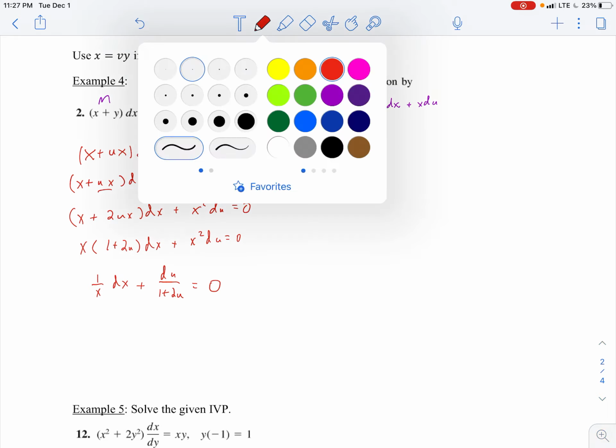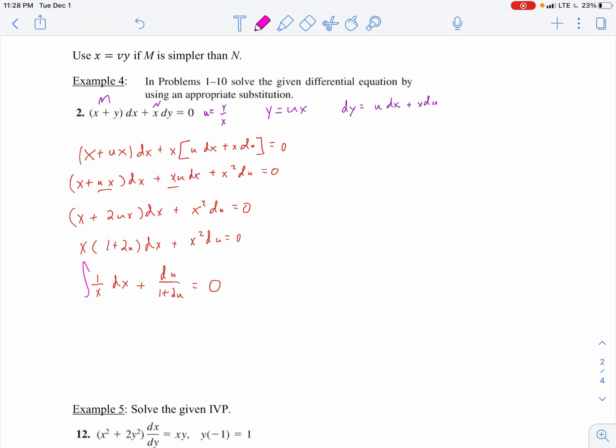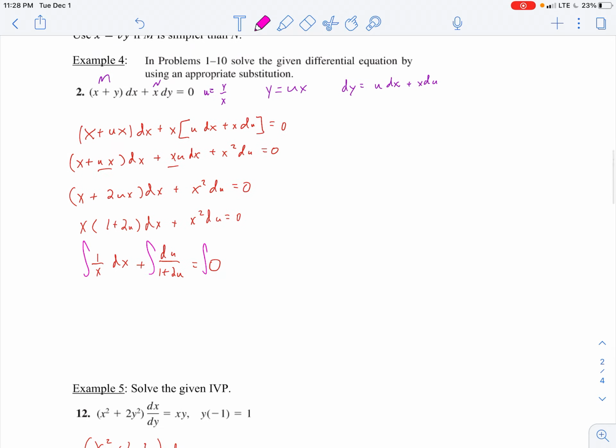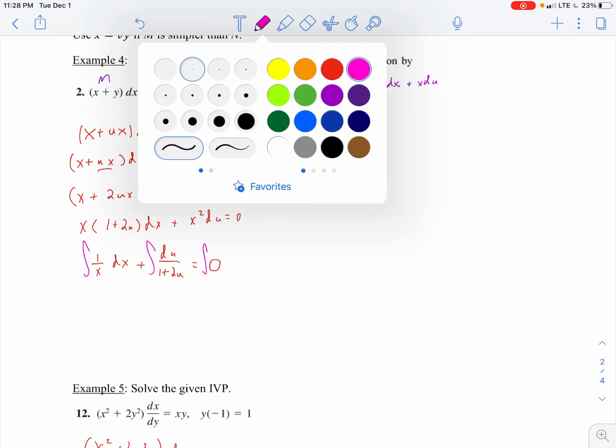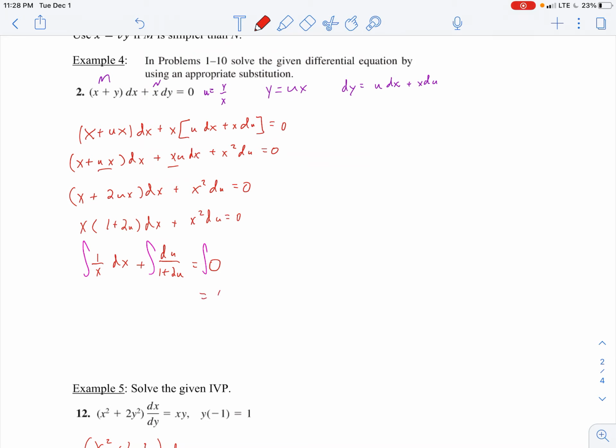Now we're going to go ahead and integrate. So I'm going to integrate each part, the left and the right. On the right-hand side, that 0 is just going to give me c. 1 over x is just going to be natural log of x, plus du over 1 plus 2u, so that's just going to be 1/2 natural log of 1 plus 2u. And that's equal to c.